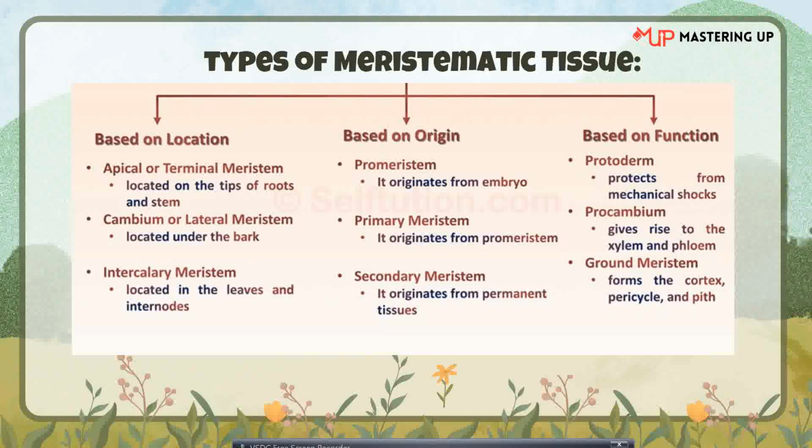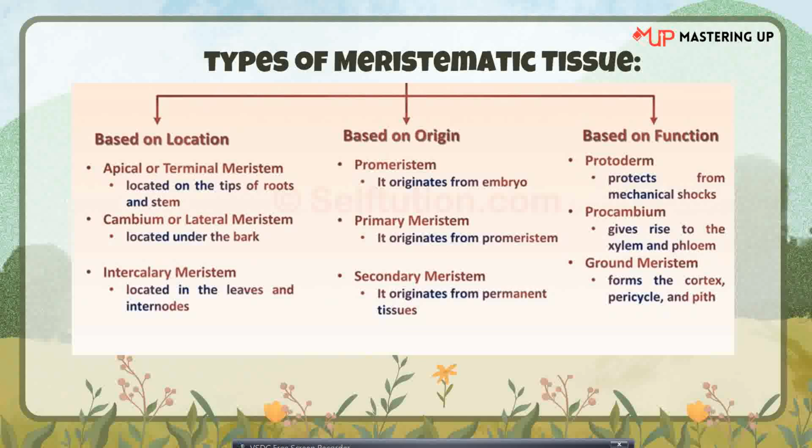Just keep all these in mind. From the name itself you can know where each is located. The apical meristem will be on the apex, in the root apex and shoot apex, located at the tips of root and stem, or we can call it terminal meristem. And next is cambium or lateral meristem. What is present in the lateral part? It is the bark. So the cambium or lateral meristem is located under the bark.